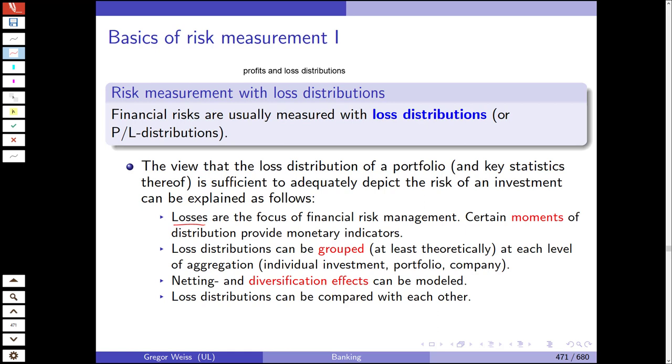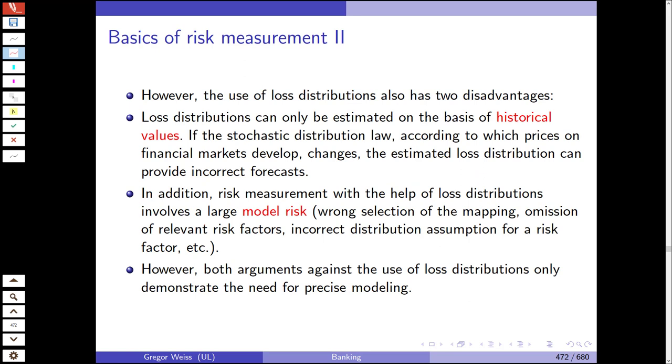The loss distributions can also be grouped and combined. You can simply add distributions at each level, say investment, portfolio, subsidiary, company, and you can also model netting and diversification effects. And last but not least, you can compare loss distributions to each other. So this all makes measurement of risk using statistical distributions very nice and very attractive to us as risk managers. However, it comes with two disadvantages.